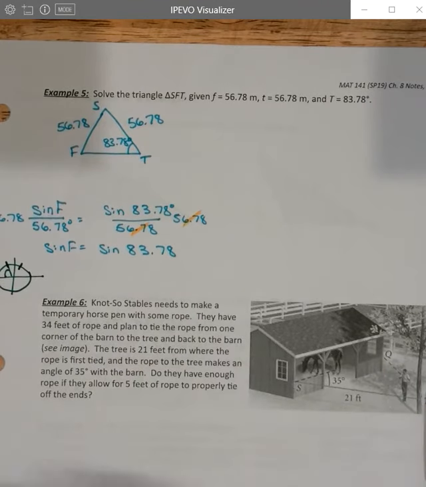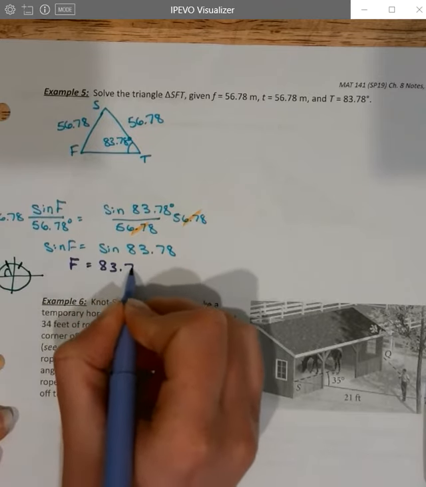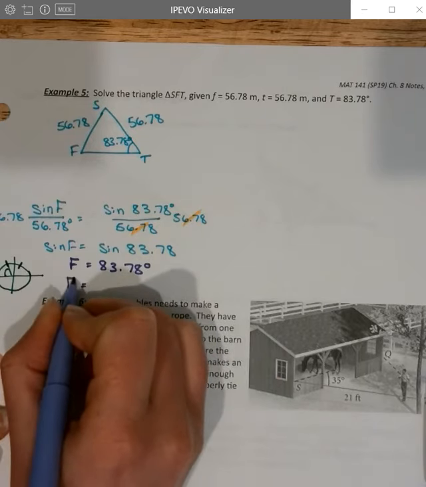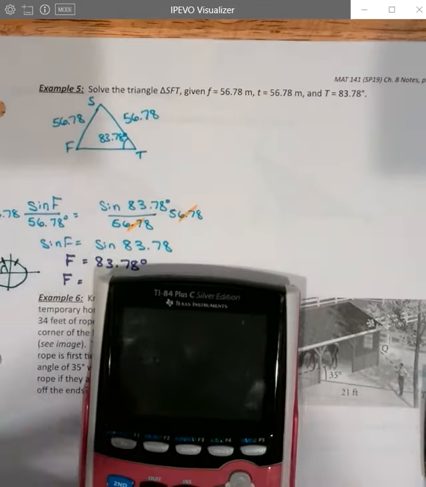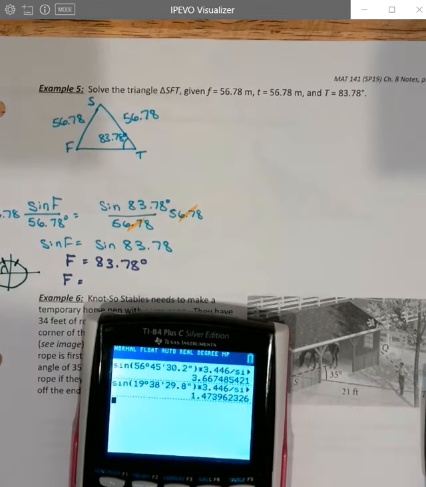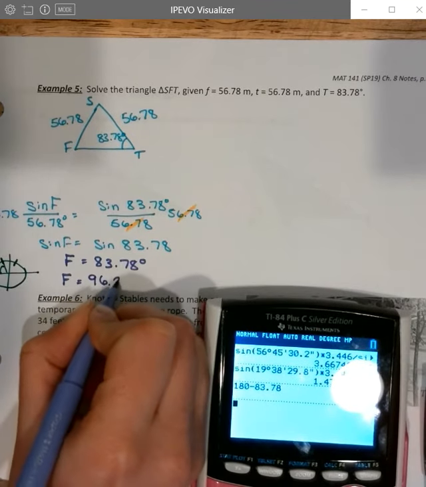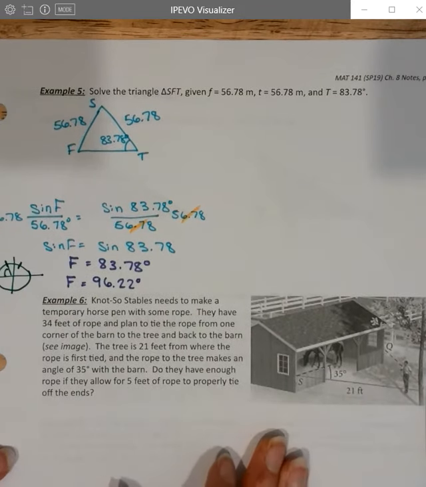So one of the choices for F is that F is 83.78 degrees. Or the other choice for F is that F is just shy of 180 by that much. So 180 minus 83.78 degrees, which is 96.22 degrees. Okay, so those are the two possibilities for F.